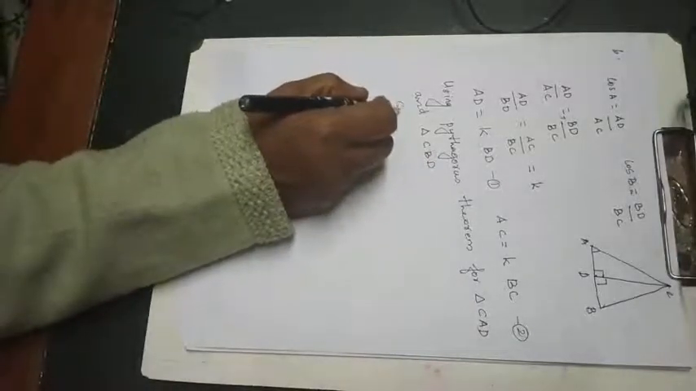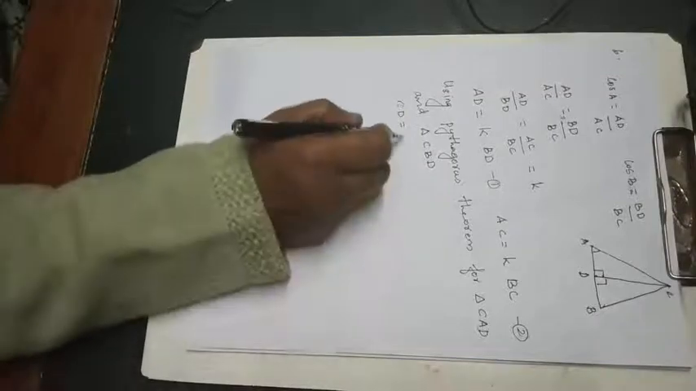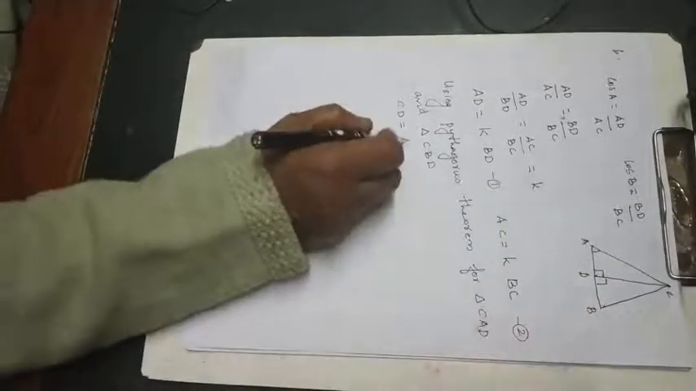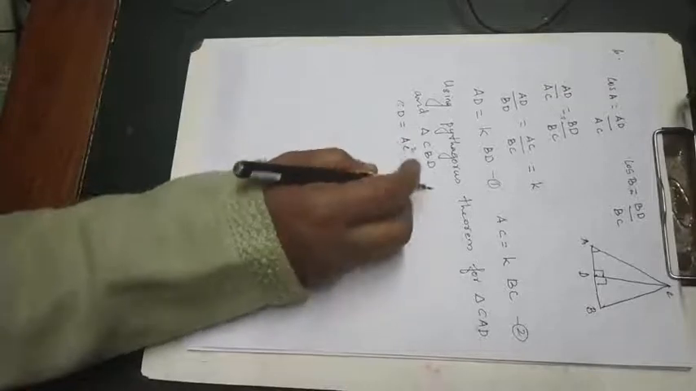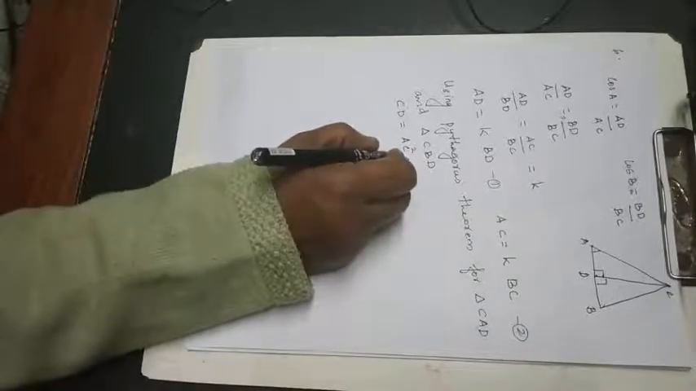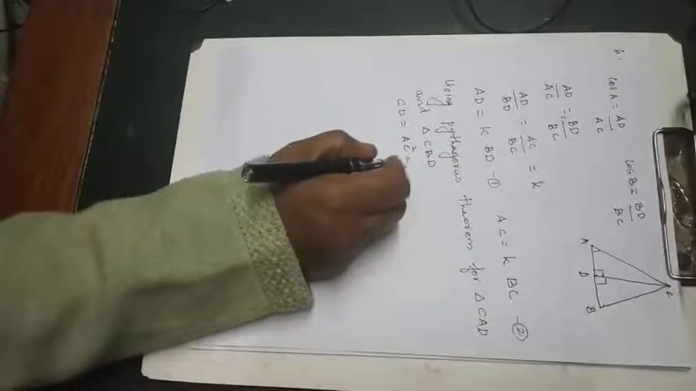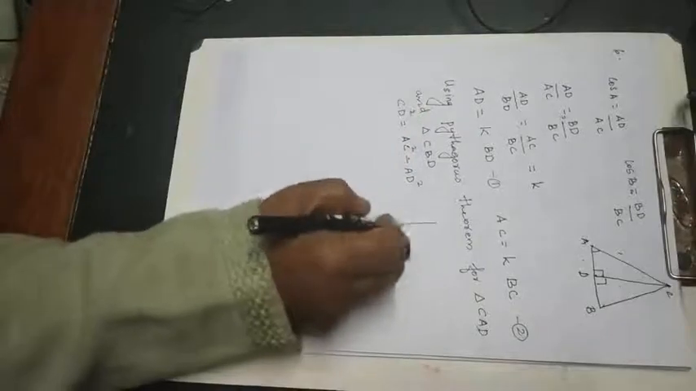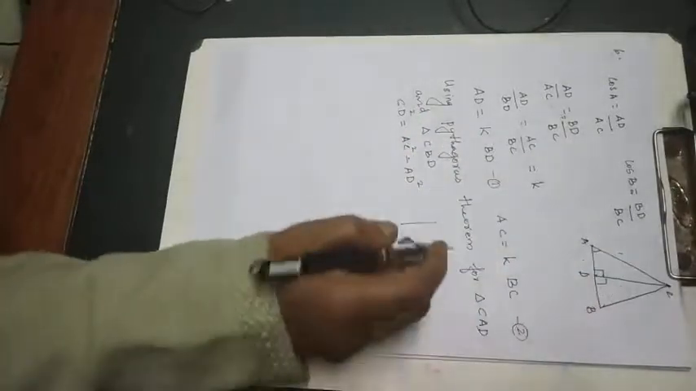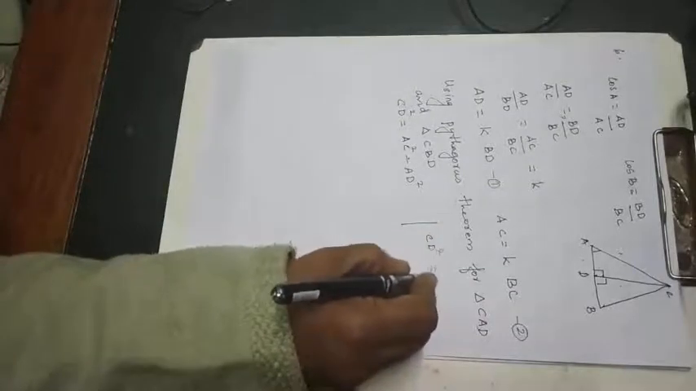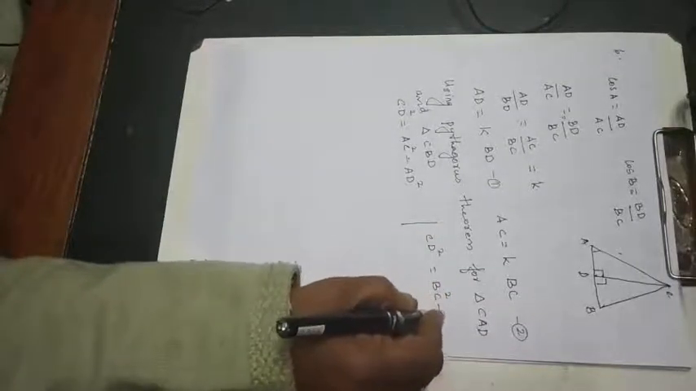So what will be CD in first case? AC is the hypotenuse. So this is the altitude. So AC square minus AD square will be equal to CD square. Now for this triangle, what will be CD square? CD square will be BC square minus BD square.